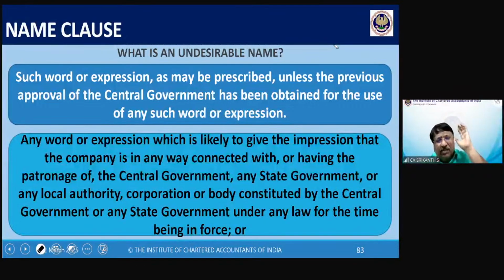Suppose the Ministry of Industry, which is engaged in promoting plastics, wants you to start this new venture, and they are also participating in it or giving a grant. Then they themselves will say, you call it National Polymers. But otherwise, no, you can't have national, because that would give the impression that you are having some central government affiliation. Any word or expression which is likely to give the impression that the company is in any way connected with or having the patronage of the central government or any state government or any local authority, etc. Okay.